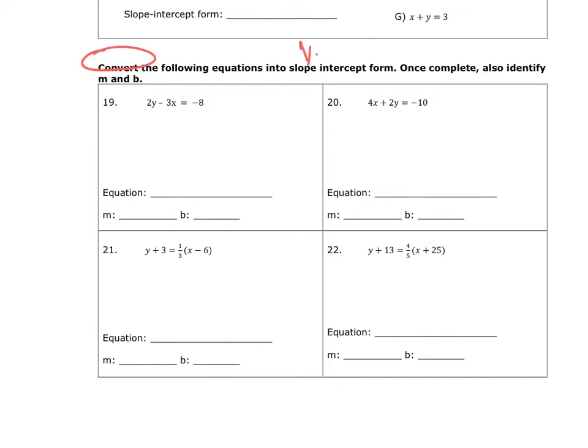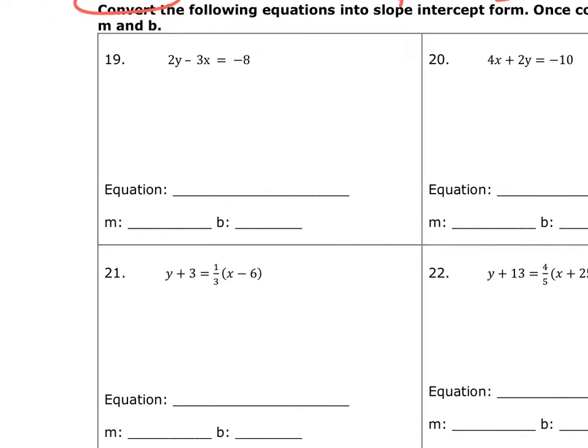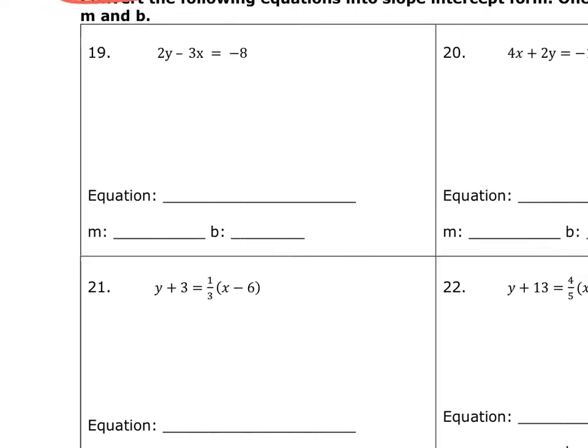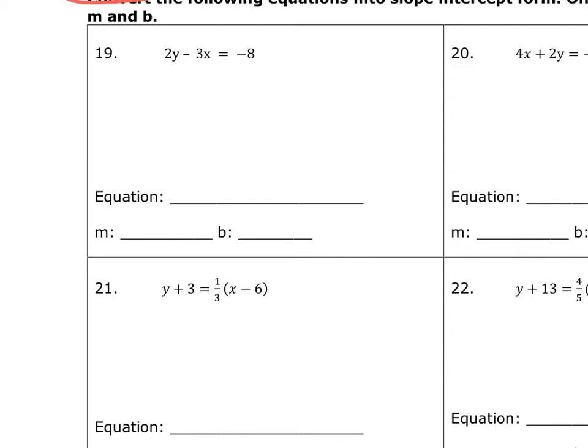That means I want them to look like y equals mx plus b, which means I'm trying to get the y on the other side by itself. And then when you're done, identify m and b. So this is in standard form. If I'm trying to get the y by itself, then the first thing I'm going to do is add 3x to both sides, which gives me 2y equals 3x minus 8.